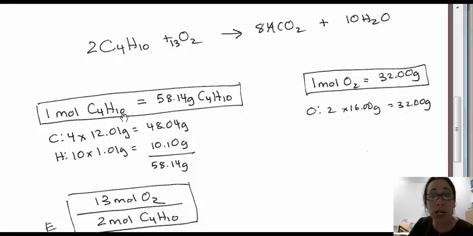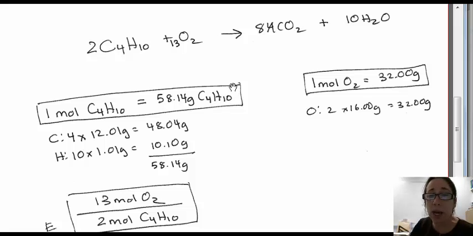And in 1 mole of C4H10 there are 10 moles of hydrogen, so I take 10 multiplied by 1.01. When I do that, here are my products: 48.04 grams due to carbon, 10.10 grams due to hydrogen. I sum those and get 58.14 grams of C4H10. So this is the molar mass of butane.